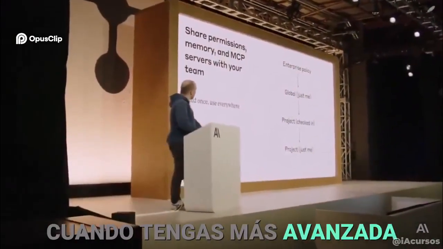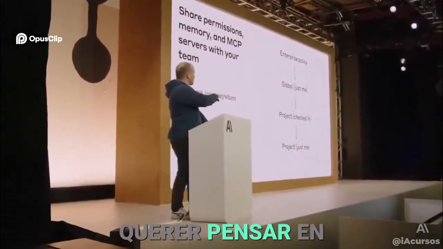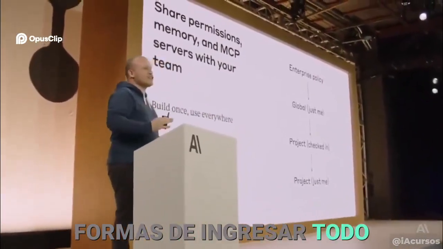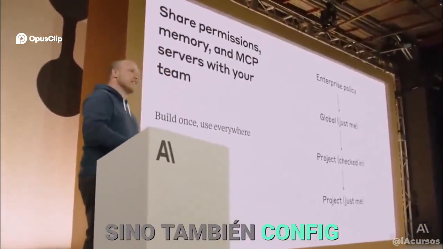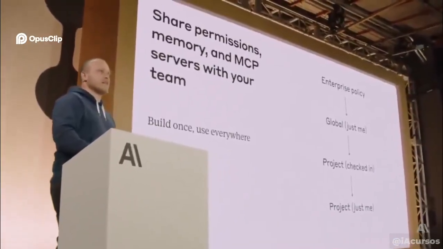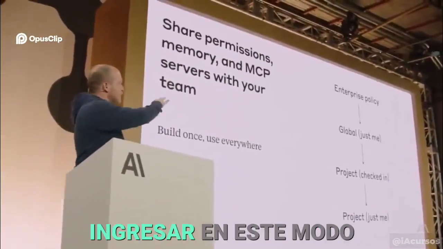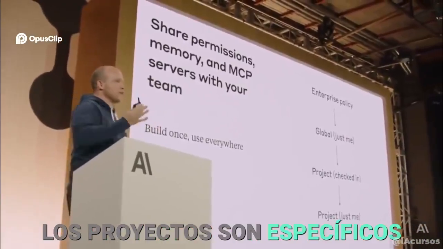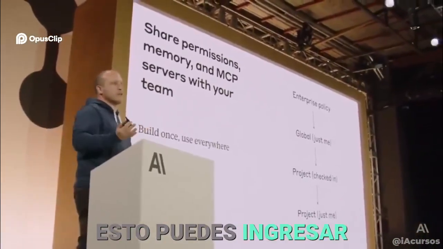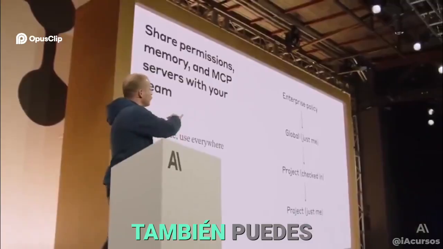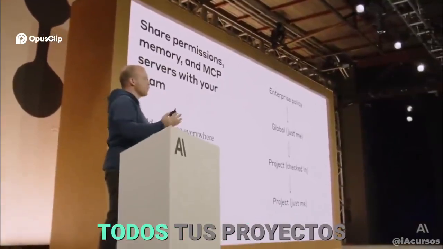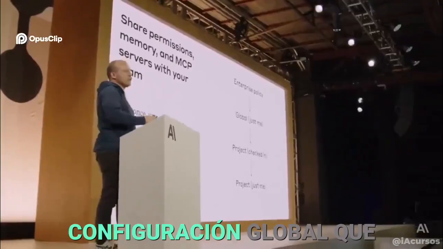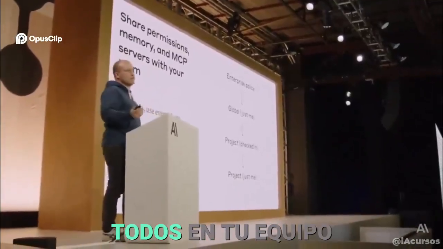As you get more advanced, you're going to want to think about this hierarchy of different ways to pull in everything. So not just Claude MD, but also config and everything about Claude you can pull in this hierarchical way. Projects are specific to your Git repo, and this you can check in, or you can make it just for you. You can also have global configs that are across all your projects, or you can have enterprise policies. This is essentially a global config that you roll out for all of your employees, everyone on your team, automatically.